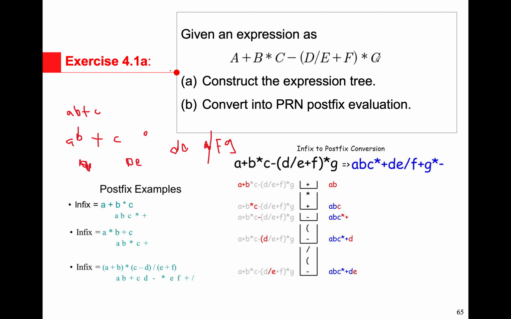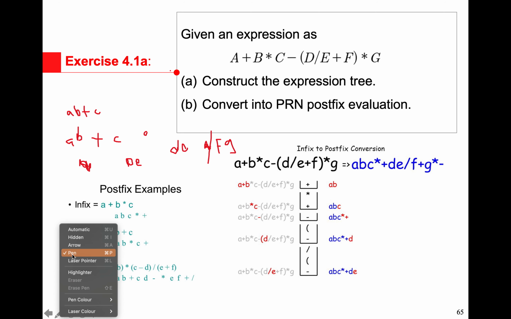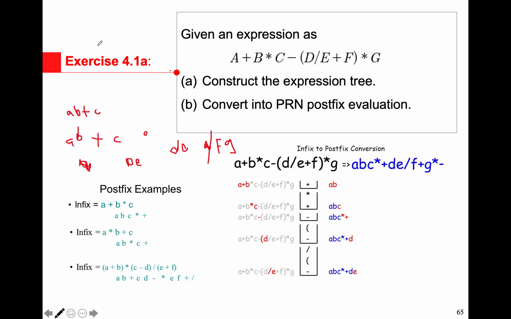So when you have the tree, where can I delete? There's no delete, because I already saved it previously.